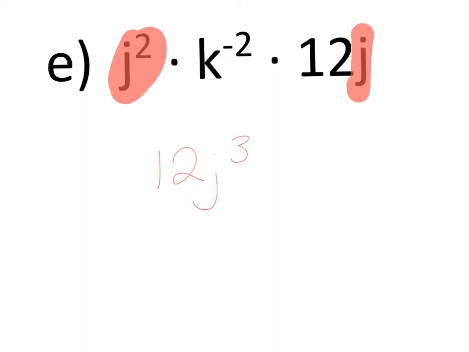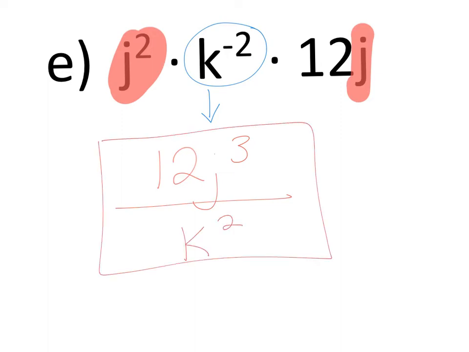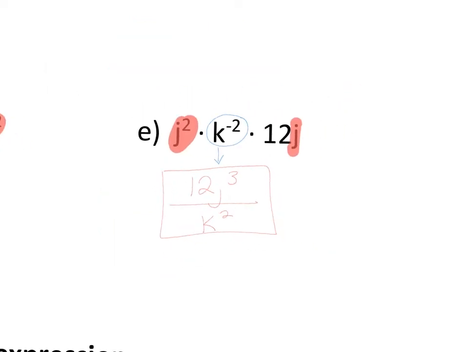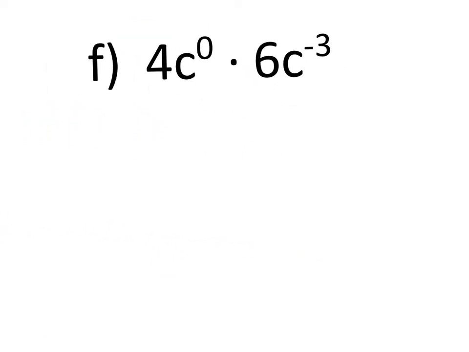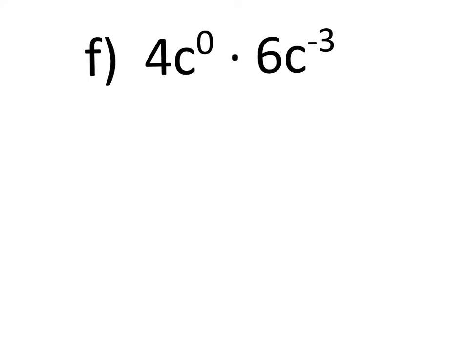Now this k right here, this guy, he's a negative, so he's actually going to have to drop down. Okay, so when you do that, you're going to put him on the bottom and have k squared on the bottom. And that's your answer. So again, we need all our exponents to be positive. Okay, why don't you take a second, pause this video, and try F on your own.